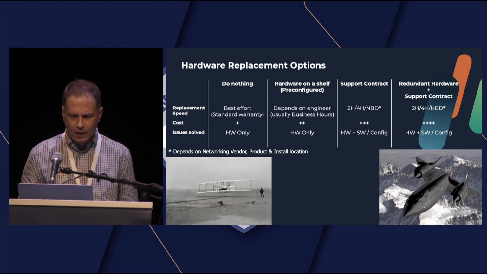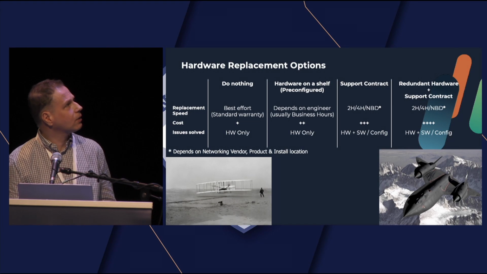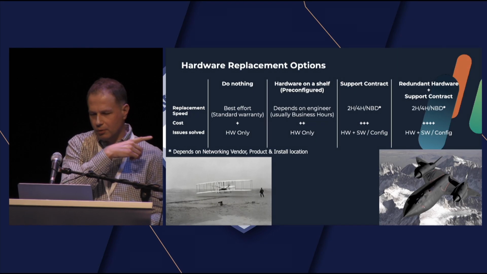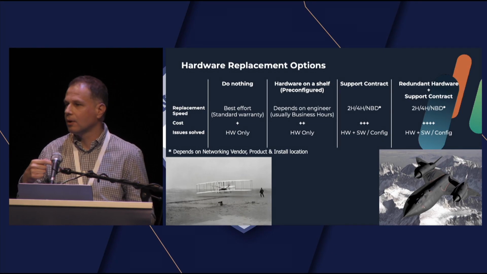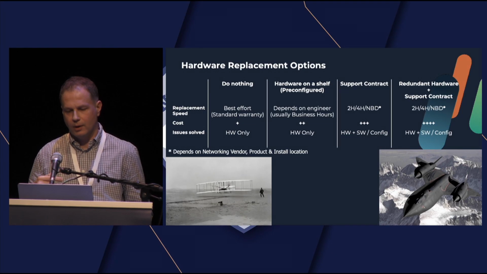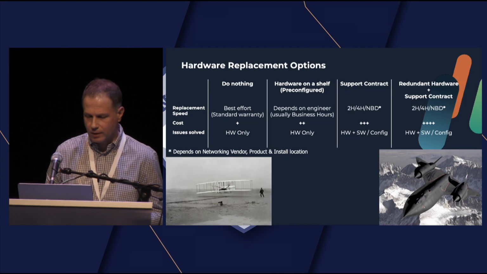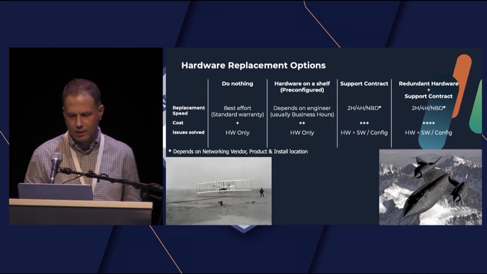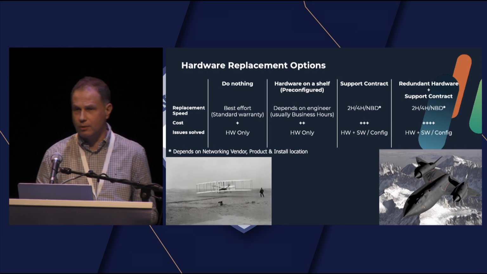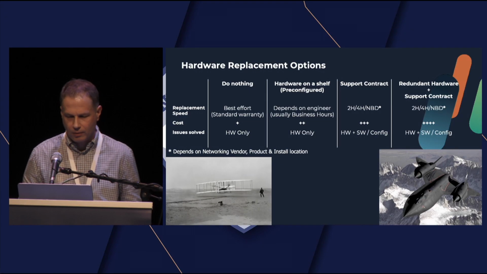And then we have support contracts. Please note that the first two examples only covered hardware replacement, but support contracts also mitigate the risk of configuration issues that you might have. And then, of course, we have the most expensive one, that is redundant hardware, redundant routers, redundant switches, and support contracts.